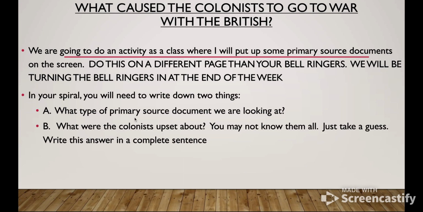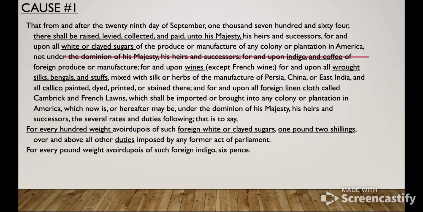try to figure out in your mind what type of primary source document it was, and also what in the document made the colonists upset. As we get into this, you will figure this out. So the first one, I'm not going to read through it all. I would encourage you to pause it here and read through it all.